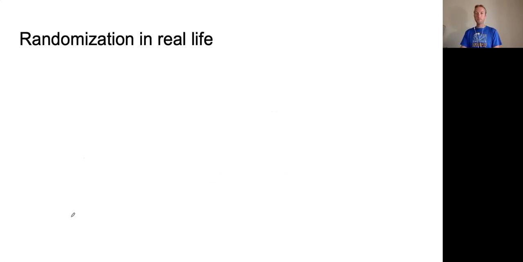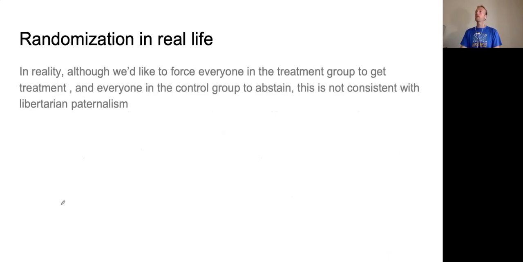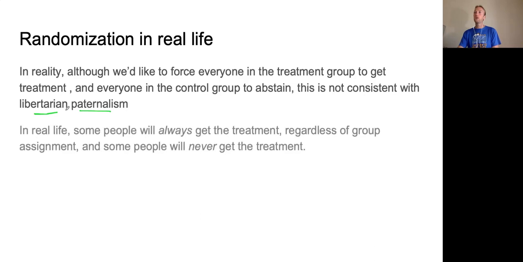All right, so in real life, we'd like to actually force everyone in the treatment group to get the treatment and everyone in the control group to abstain. But given our notions of libertarianism, or paternalism not being a good thing, we don't really want to force people to get treatments or not. We're probably going to run into ethical issues too. And so in real life, let's be honest, some people will always get the treatment regardless of what group they're in, and some people will never get the treatment regardless of what group they're in, all right?